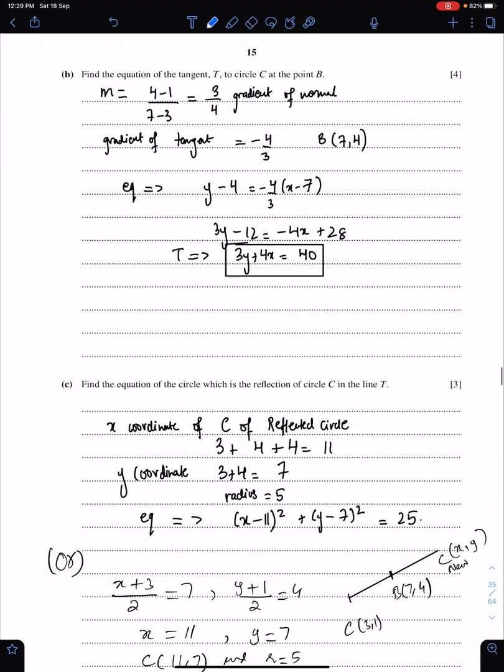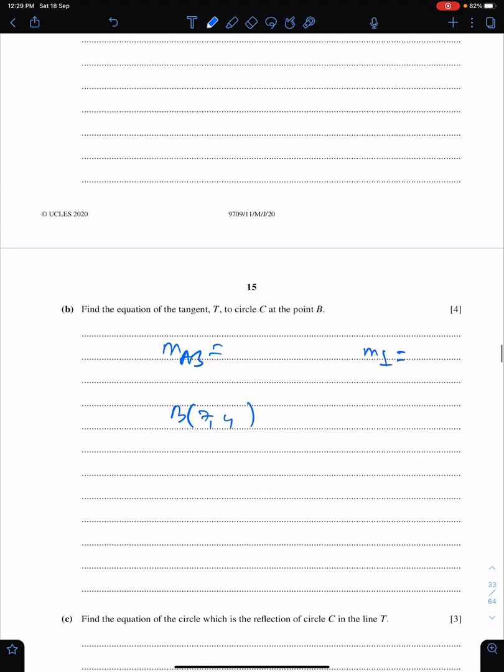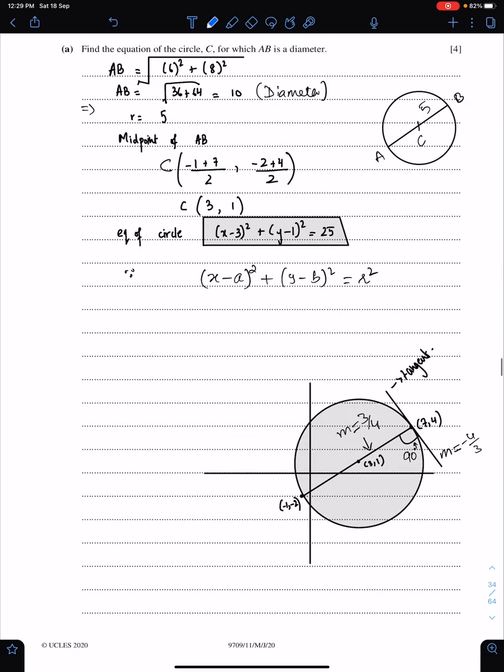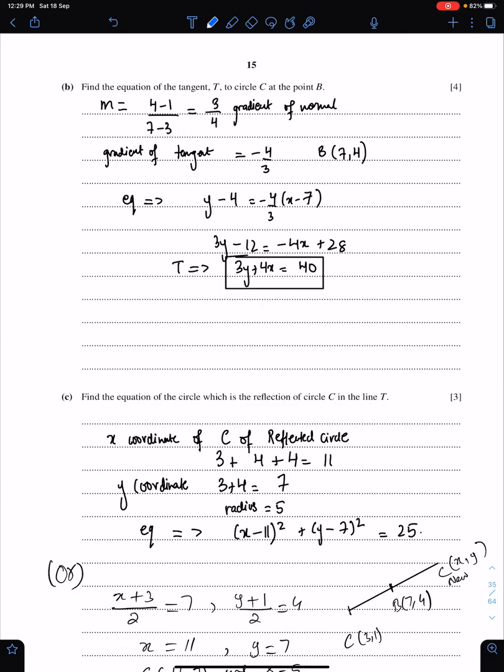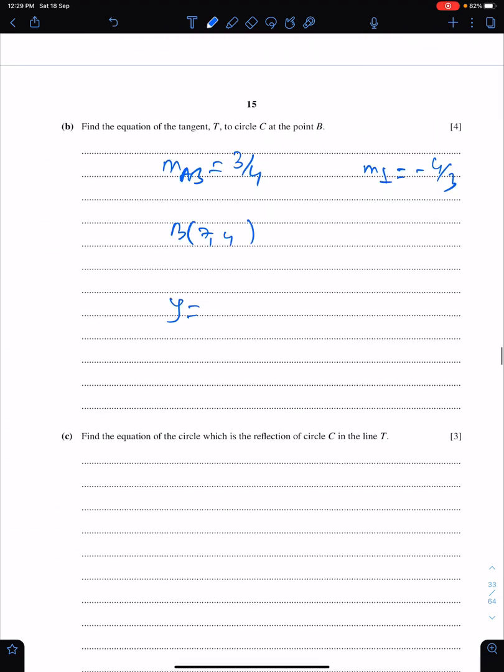Gradient of AB is 3 upon 4, so this is minus 4 upon 3. Finally, we have the equation, which is 3y plus 4x is equal to 40.